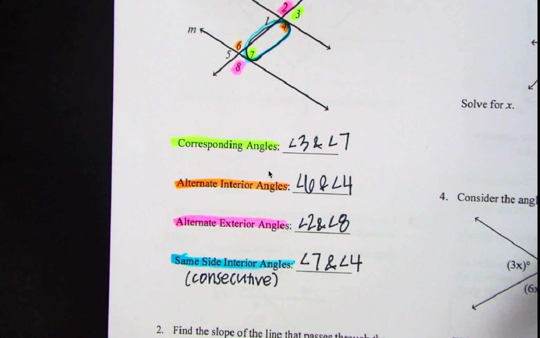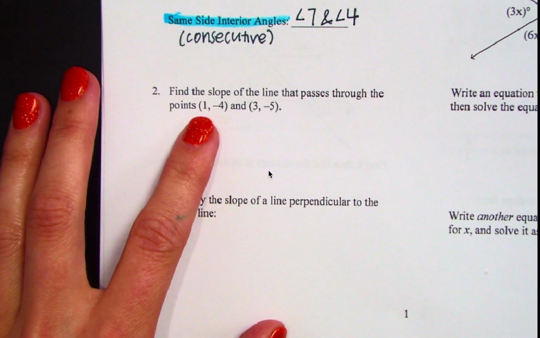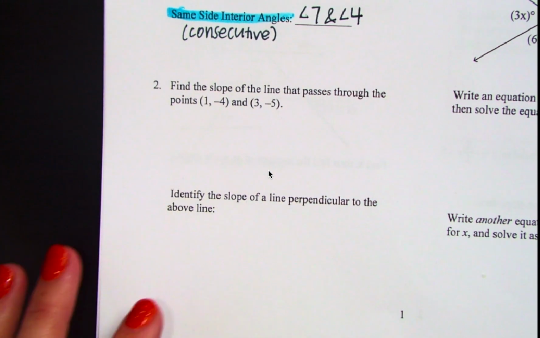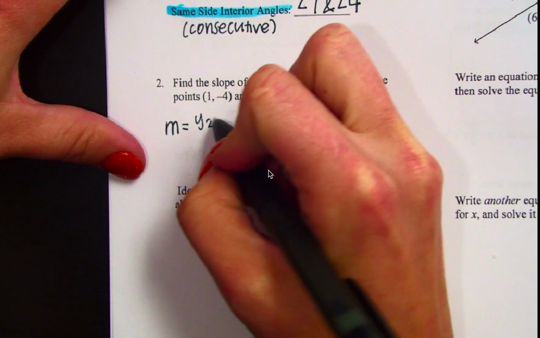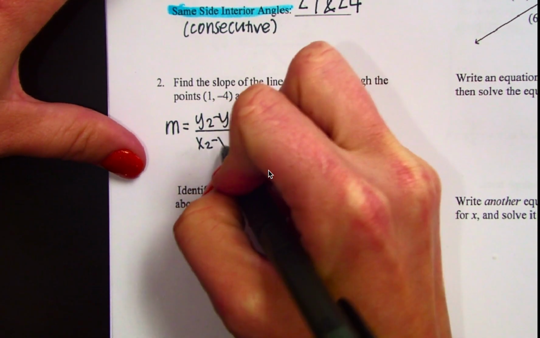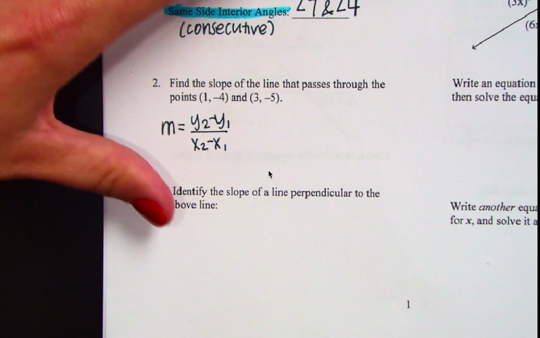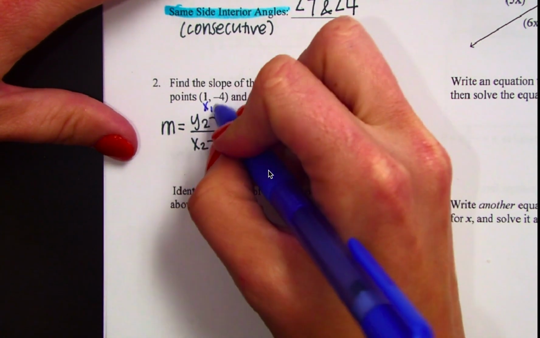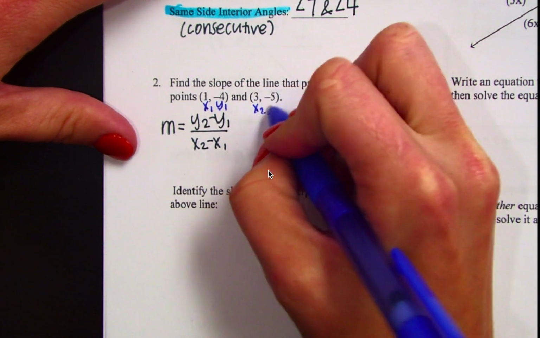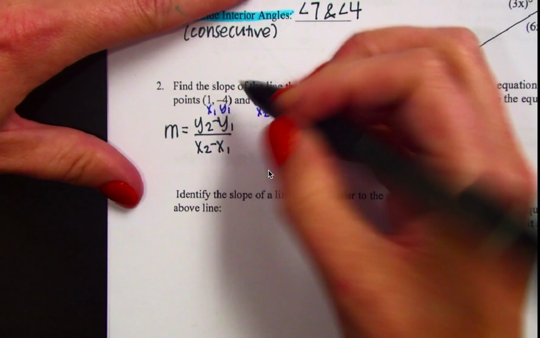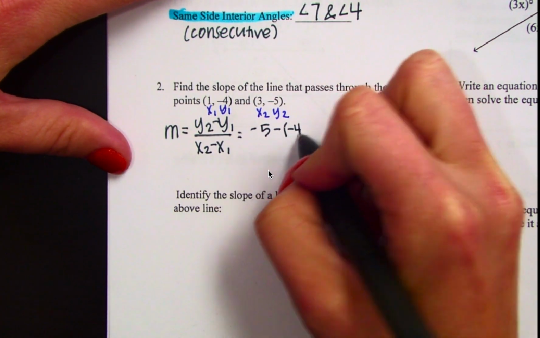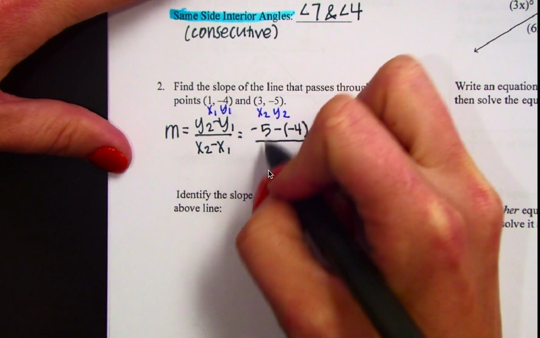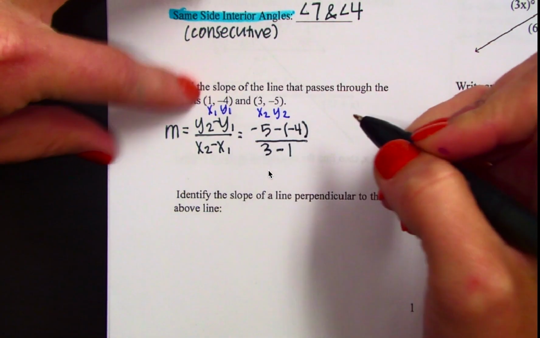Number 2, we're going to find the slope of the line that passes through the points (1, -4) and (3, -5). So to do that, we're going to be using the slope formula. My slope is equal to y2 minus y sub 1 over x2 minus x sub 1. So what I'm going to do is go ahead and label these points so that I can plug them into my formula, x1, y1, and x2, y2, and I'm going to plug those numbers in. So y2 is -5 minus y1, so minus -4, and x2 is 3 minus x1, which is 1.